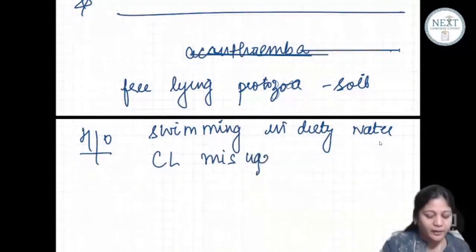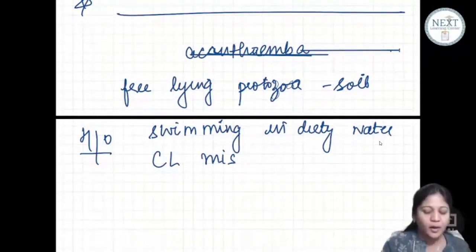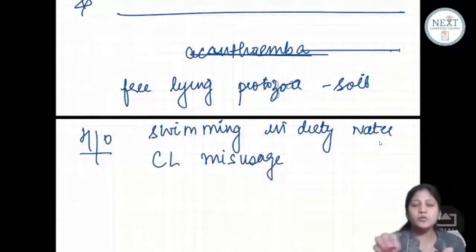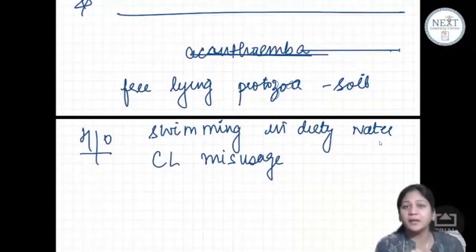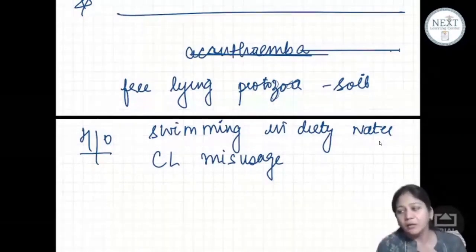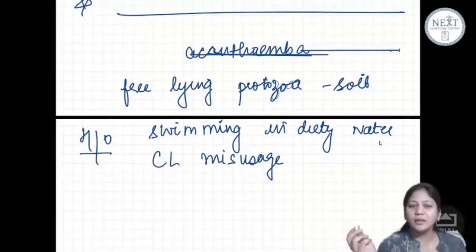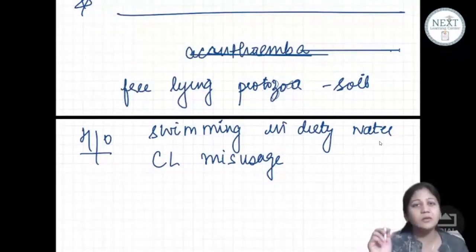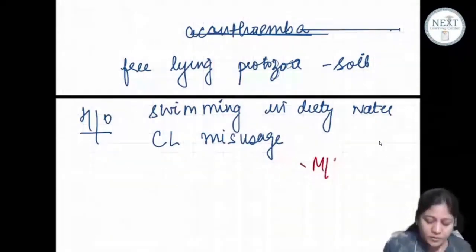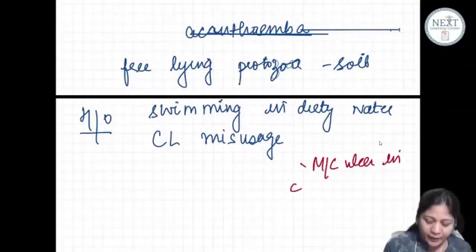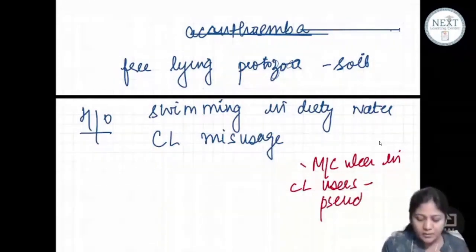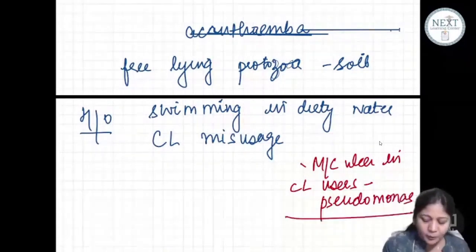What do you understand by contact lens misusage? Suppose you are using a contact lens and you have used tap water to clean it, or you have used dirty water to clean it, so you have washed it not with the proper solution, then contact lens misusage can also lead to acanthamoeba ulcers. But mind you, the most common ulcer in contact lens users is not acanthamoeba, it is pseudomonas. I hope you remember that.